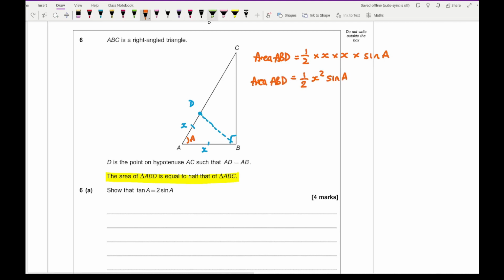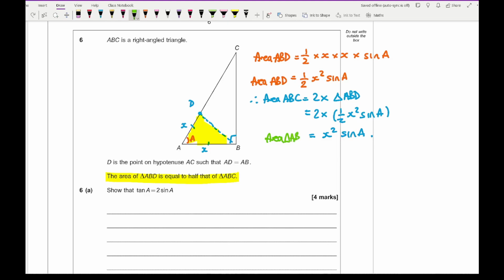Now if that's the area of this triangle here, and that's half of the main triangle, then that basically means that the area of ABC is going to be twice the size of triangle ABD. So that's going to be 2 times a half X squared sine A, which gives me X squared sine A. Now let me just put a little bubble around that, so that's the area of triangle ABC.